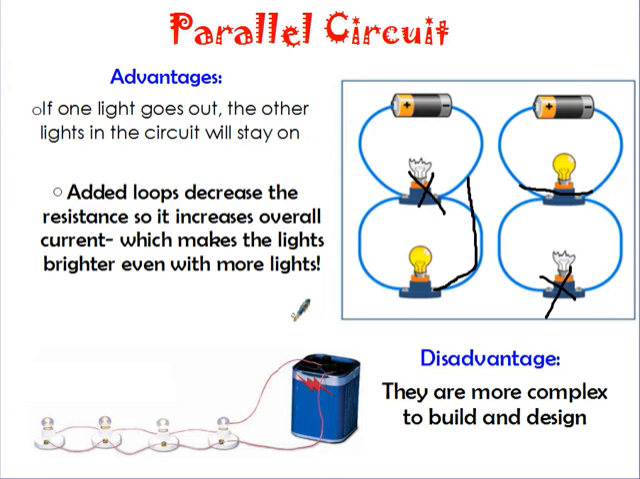The only disadvantage to a parallel circuit is that these are very difficult to build and design. You will see tomorrow when you start building these that as you add more light bulbs or more resistance, it's going to be a little bit harder to construct a parallel circuit to make it all work. This is the problem they run into in buildings, and it becomes a little bit more difficult to wire than a series circuit, but the advantages outweigh the disadvantages here.